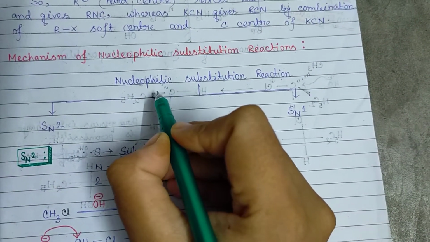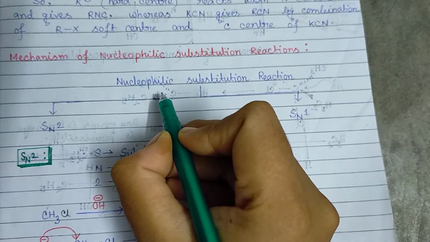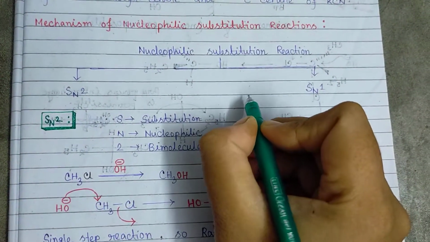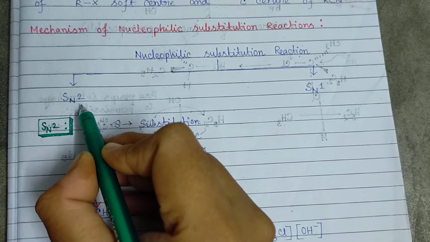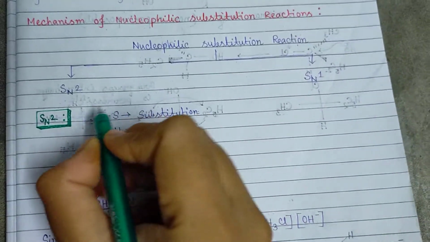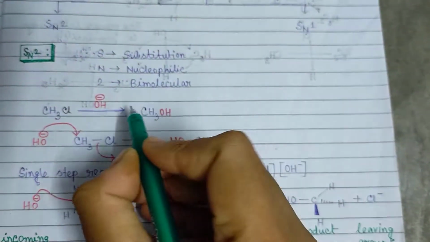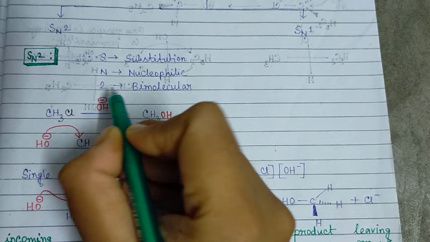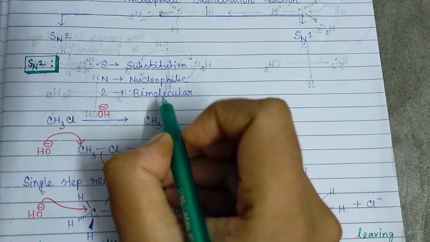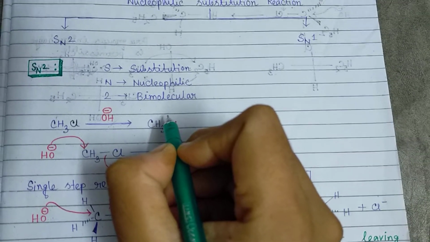So as we have already explained, the substitution of halogen will be done by some nucleophile, and so this is called nucleophilic substitution reaction. For our syllabus we have the SN2 reaction and the SN1 reaction. SN2, what does it mean? S for substitution, N for nucleophilic, and the number 2 means bimolecular. That means the mechanism will follow the path in which the rate determining step has molecularity 2.